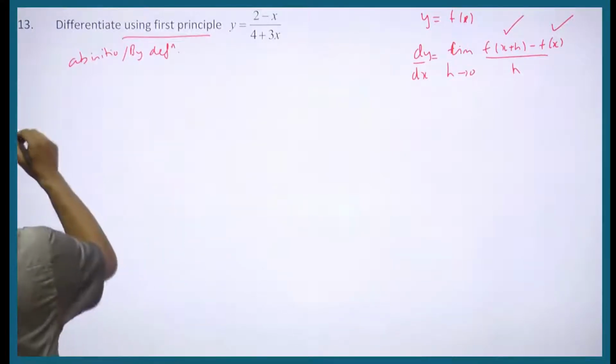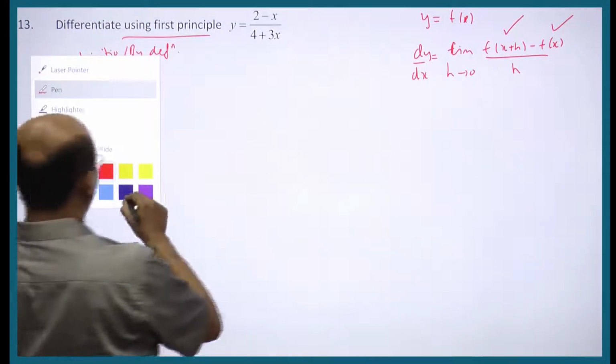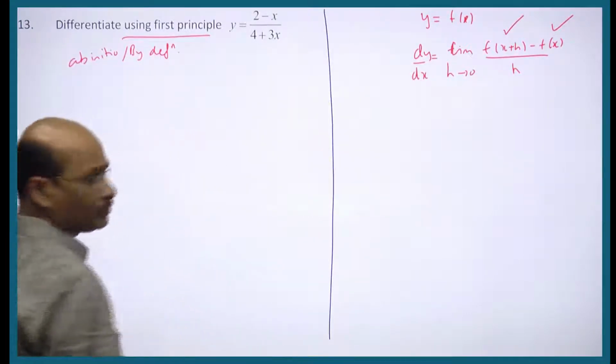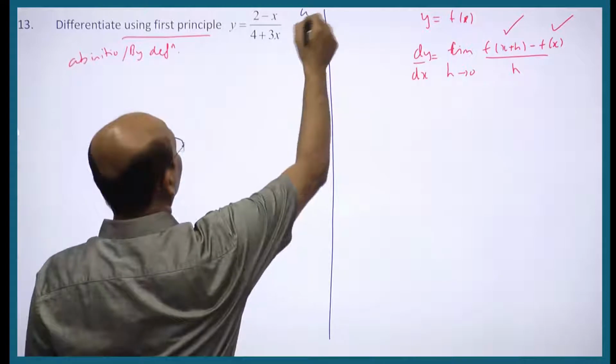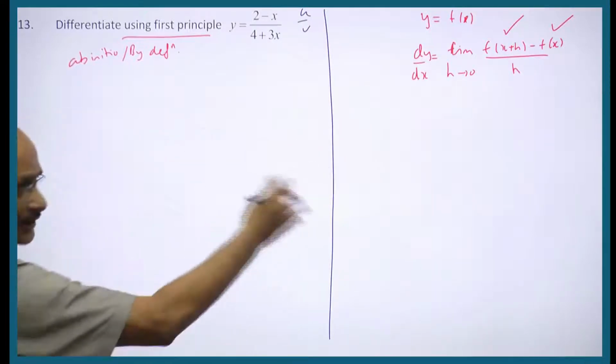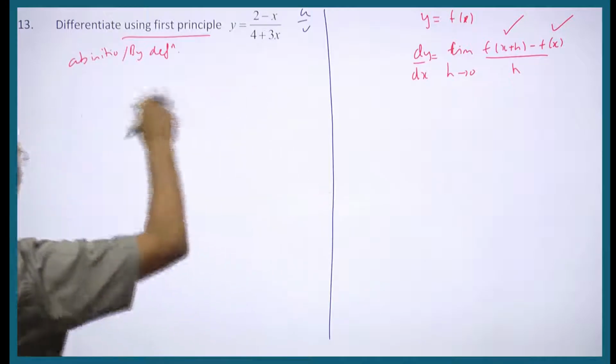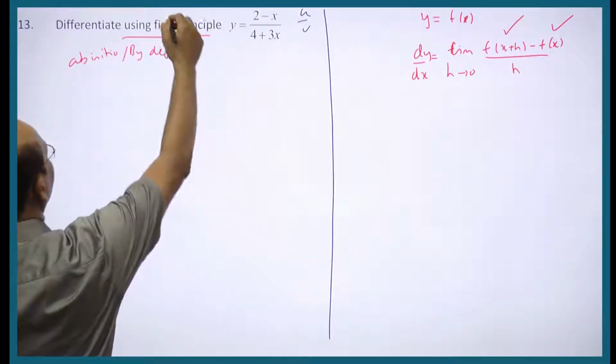I will show you both the ways, because you might ask me a question, sir, can we do the same question by u by v? Of course, you can do, because this is u upon v, and I will just show you whether the answer also comes correct. So, I will verify the answer both ways. First let us do the first principle, because they are asking you that only.